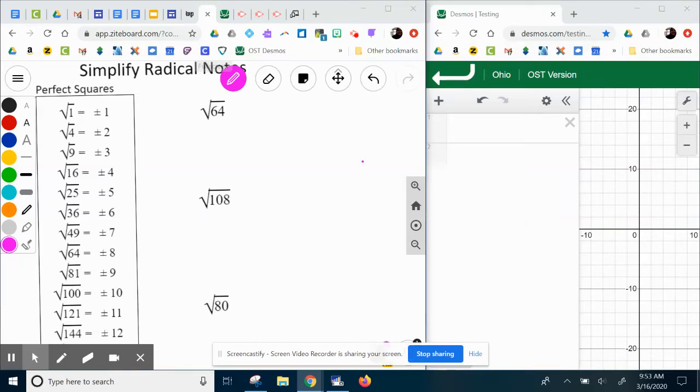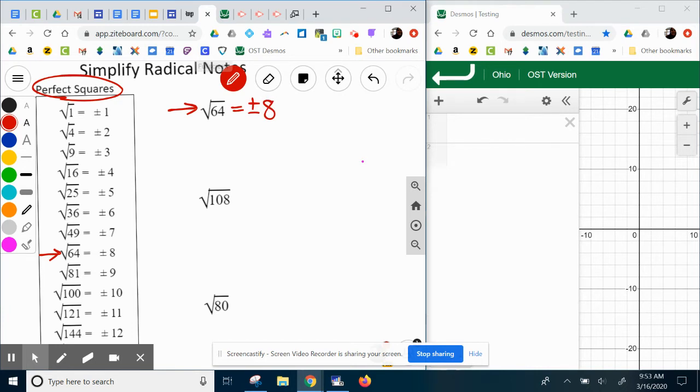So these are simplifying radical notes. Over here is a list of all of our perfect squares. These are numbers that when you take the square root, you get a whole number out of it. When we are simplifying perfect squares, we first look to see where the number lies on our list. So the square root of 64 is right here. The answer for square root of 64 is plus or minus 8. It can be positive 8 or it can be negative 8.